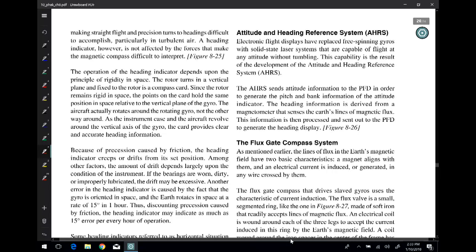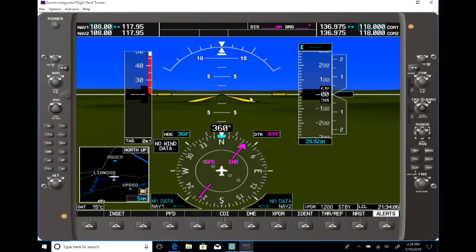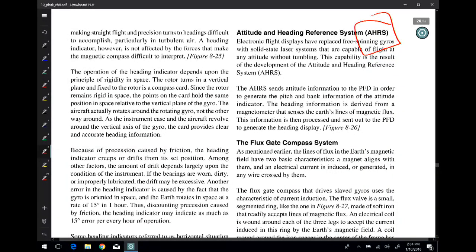Now then, the attitude, heading, and reference system. We call this AHRS. This is the thing that drives this. All of these electronic instruments are driven by this attitude, heading, and reference system. And what this does is that it picks up basically the lines of flux around the Earth electronically in a solid state fashion without moving parts. We have these things called MEMS, micro electrical mechanical systems.